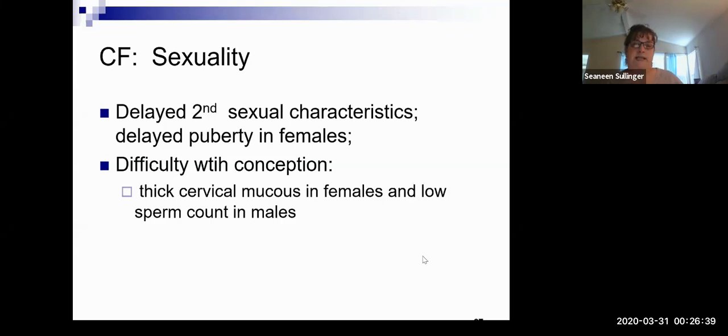Sexuality, you'll often see delayed secondary sexual characteristics, delayed puberty in females. Difficulty with conception because of the mucus. If you think about it, the cervical mucus that you normally have thins out when you ovulate, but because the mucus pretty much everywhere in the body is so thick, it's difficult for the sperm to get through the mucus, and then the males may also have a low sperm count.